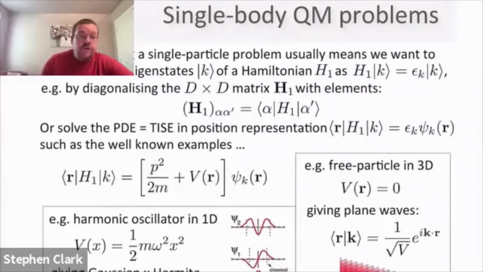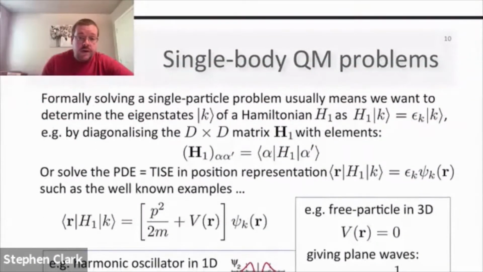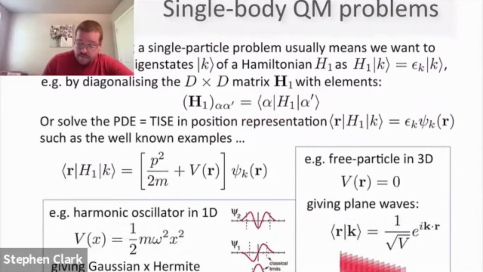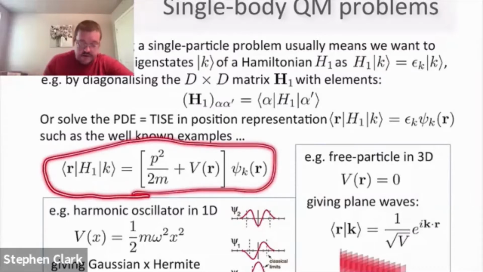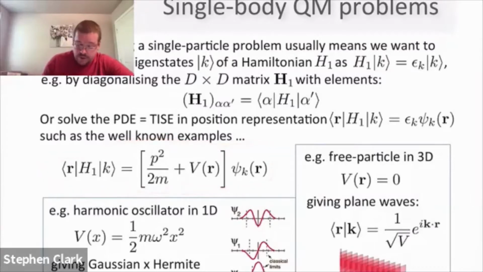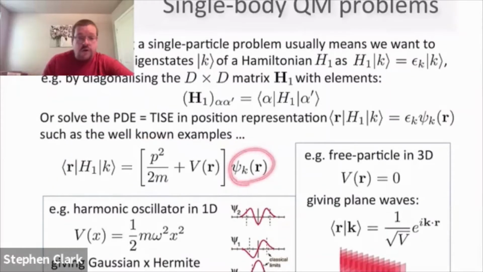So if we want to solve a single body quantum mechanical problem, we want to solve the time-independent Schrodinger equation. And in the language I've just said, that will be some D by D matrix with matrix elements in the basis of interest given by this. And in the case of an infinite dimension continuous problem, we would instead get a partial differential equation. So something that looks more like this, for instance. And we want to solve this to find the eigenstates of this problem.